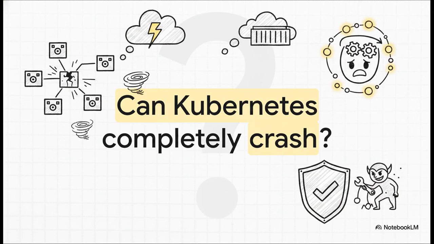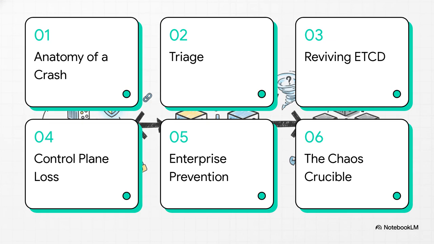Can Kubernetes actually completely crash? We're so often taught that Kubernetes is this magical orchestration tool that's inherently highly available. A lot of engineers naturally just assume that because it manages containers so flawlessly, it simply won't go down. Well, to answer that, here is our tactical map for this explainer.